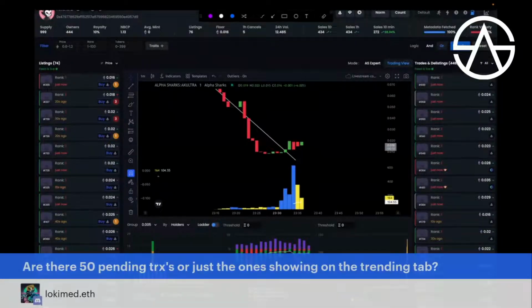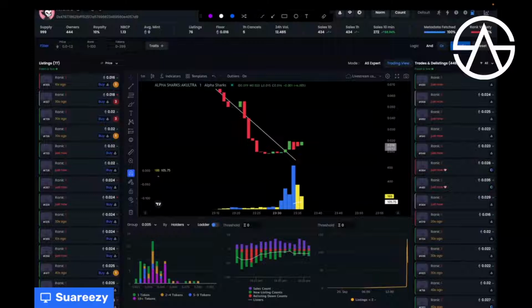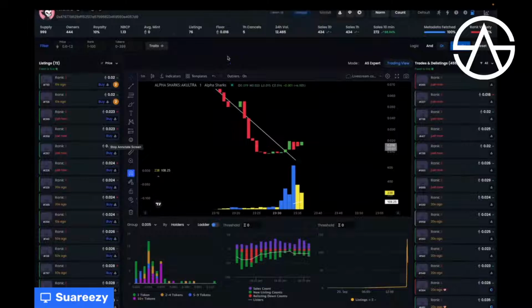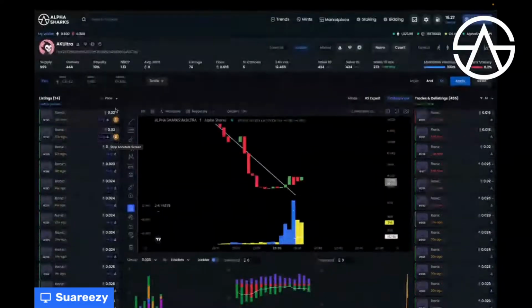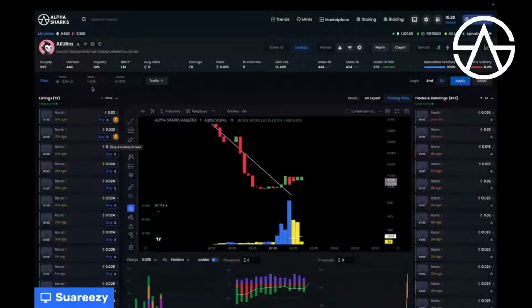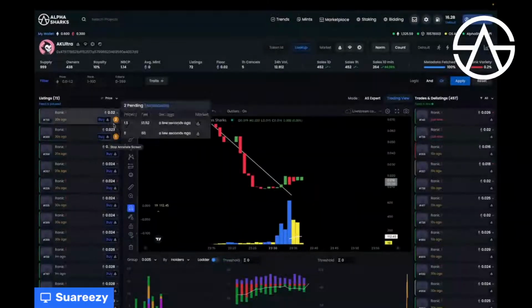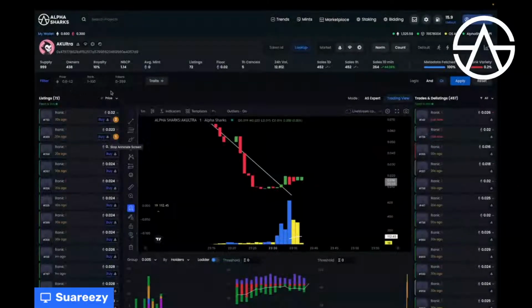Low-key mad. Are there 50 pending transactions, or the ones showing on the trending tab? Usually when that's actually happening, there are lots of buys that we can't see down here. I've actually talked to the team about potentially having the total transactions posted here so that we truly know how many transactions are happening at the same time.